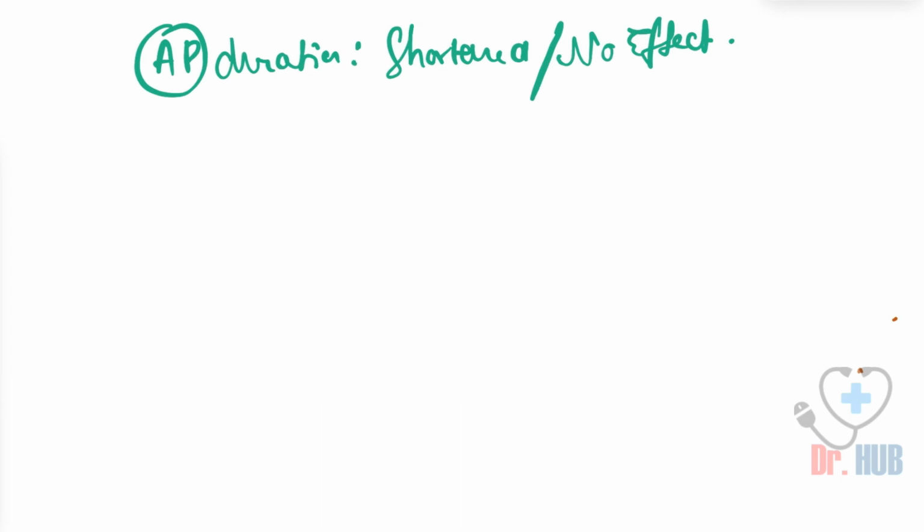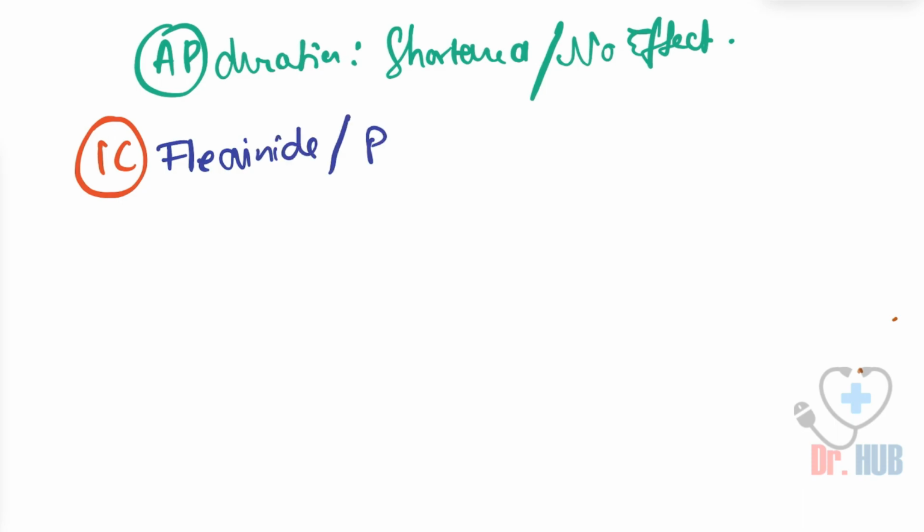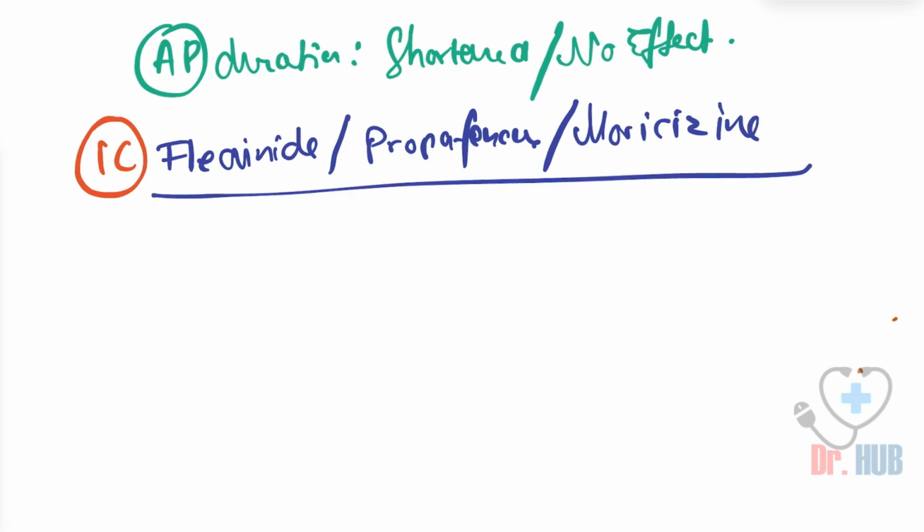Then we are moving on to class 1C. What is 1C? It includes drugs such as flecainide, propafenone as well as moricizine. They are the drugs which fall under the 1C category.